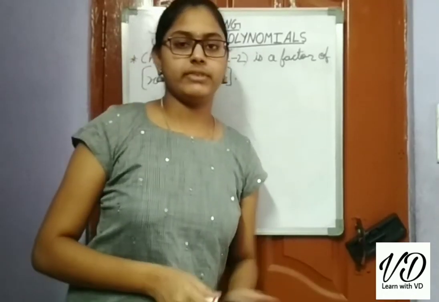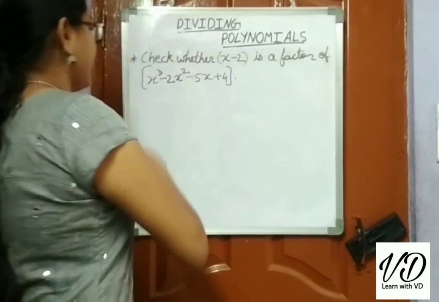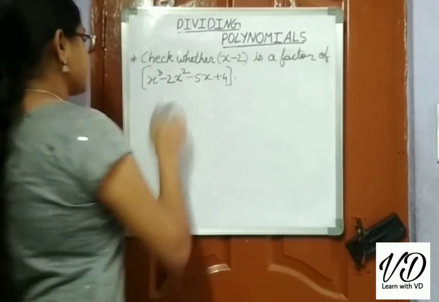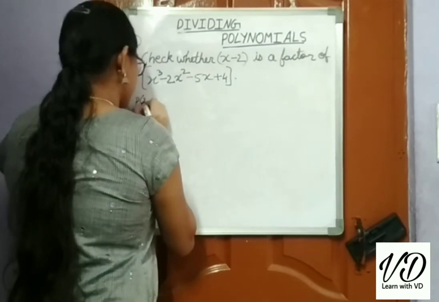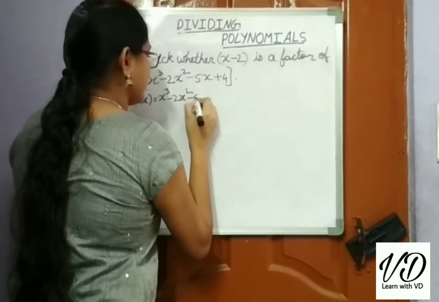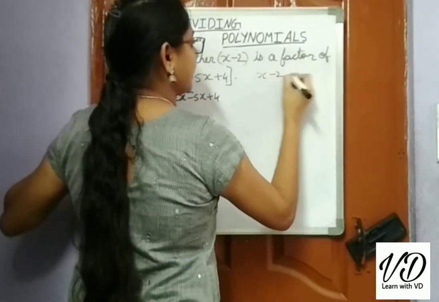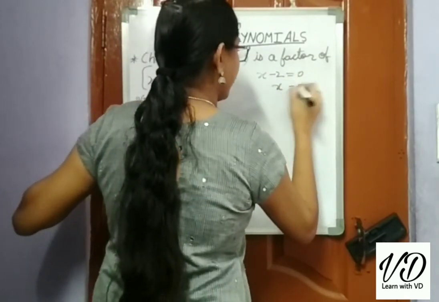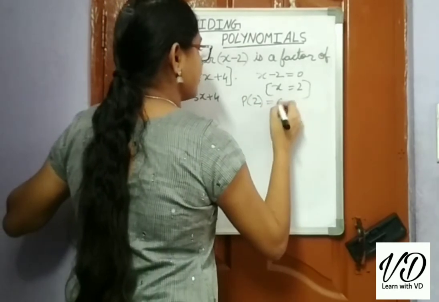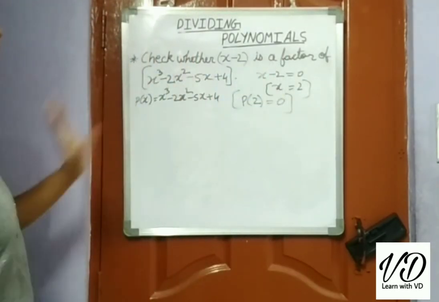Now let's try and solve another example here. Check whether x minus 2 is a factor of x cube minus 2x square minus 5x plus 4. Let us assume this as p of x. p of x is equal to x cube minus 2x square minus 5x plus 4. As I said, we need to equate x minus 2 to 0, then we get x equal to 2. So p of 2 should be 0, then x minus 2 will be a factor of p of x.